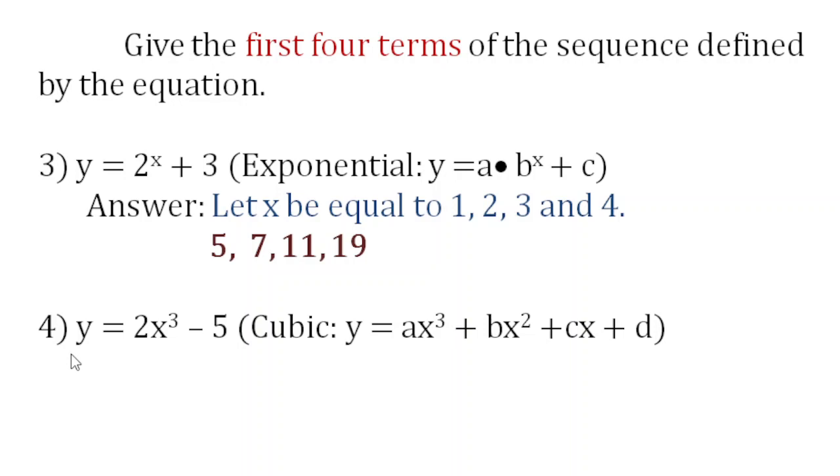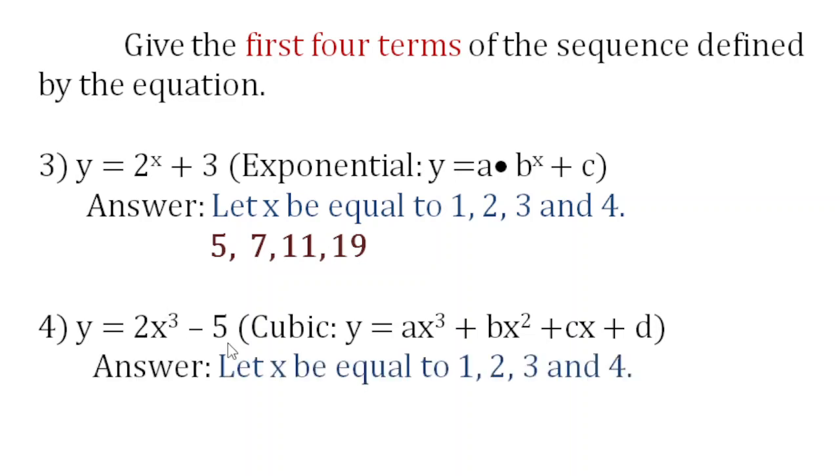How about if we are given a cubic equation? Y equals 2x cubed minus 5. So same idea. You should be able to evaluate the equation at x equals 1, 2, 3, and 4. So at x equals 1, y is negative 3. At x equals 2, y is 11. At x equals 3, y is 49. At x equals 4, y is 123. And these are the first 4 terms.